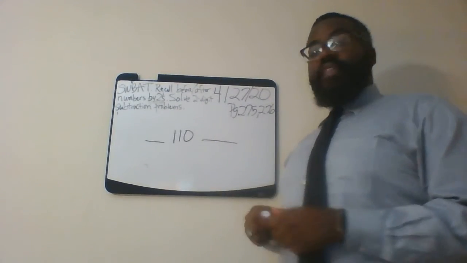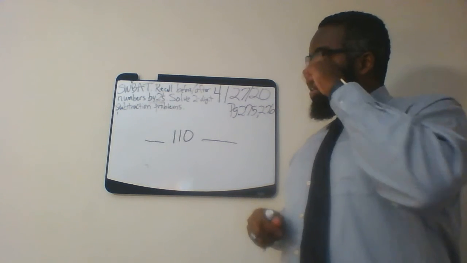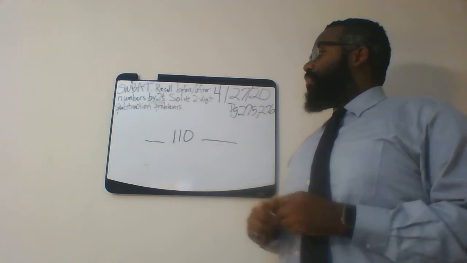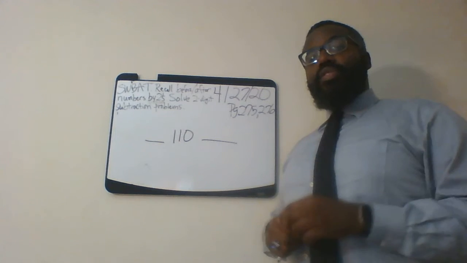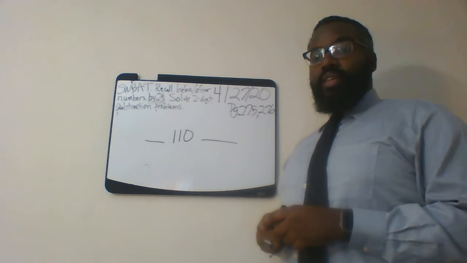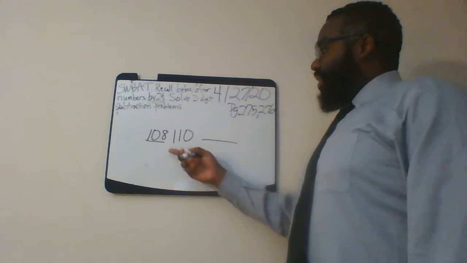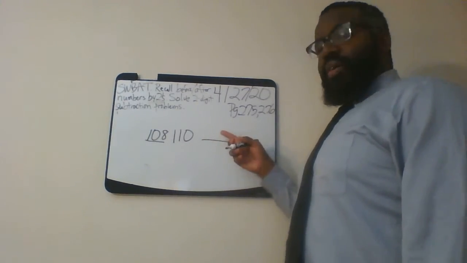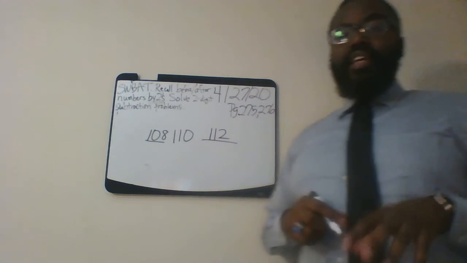Let's work on one more example. The number we have here is 110. We're trying to find what comes before 110 by 2's. Which will be the first number? 108. Right, so what's after? 108, 110, 112. So that's how you solve number 1.